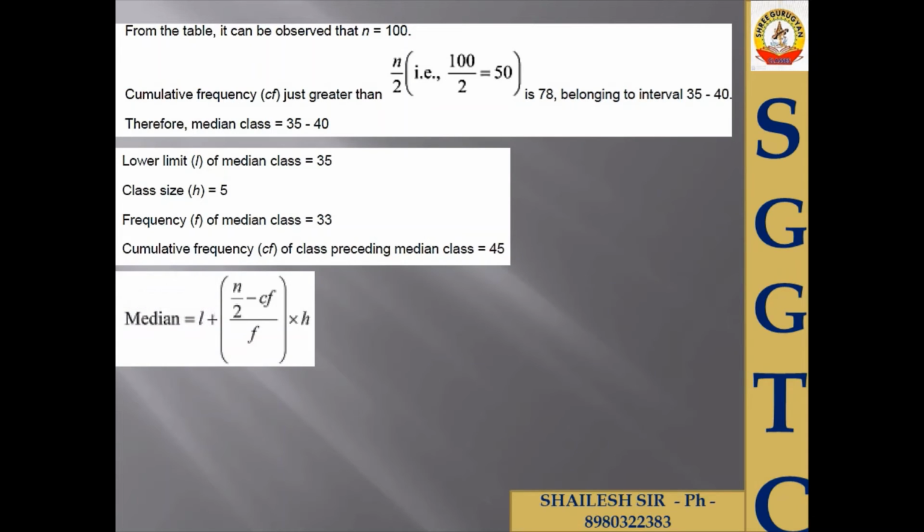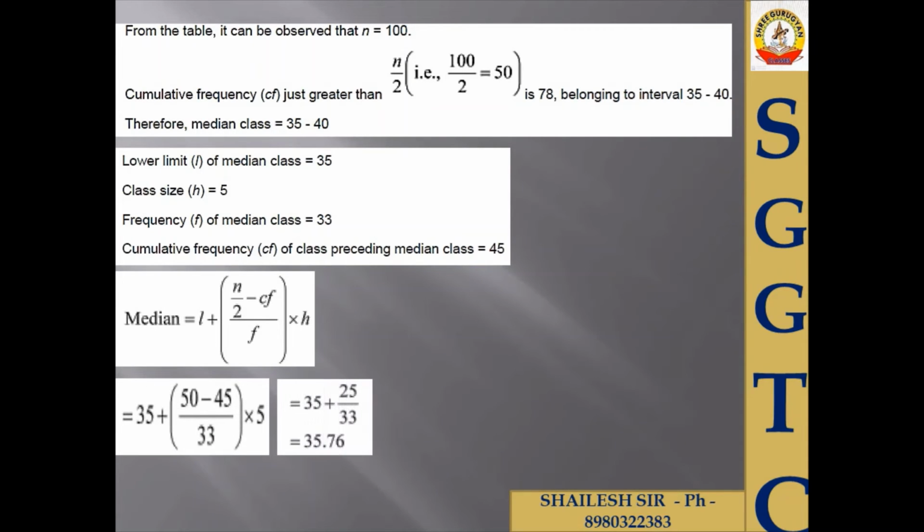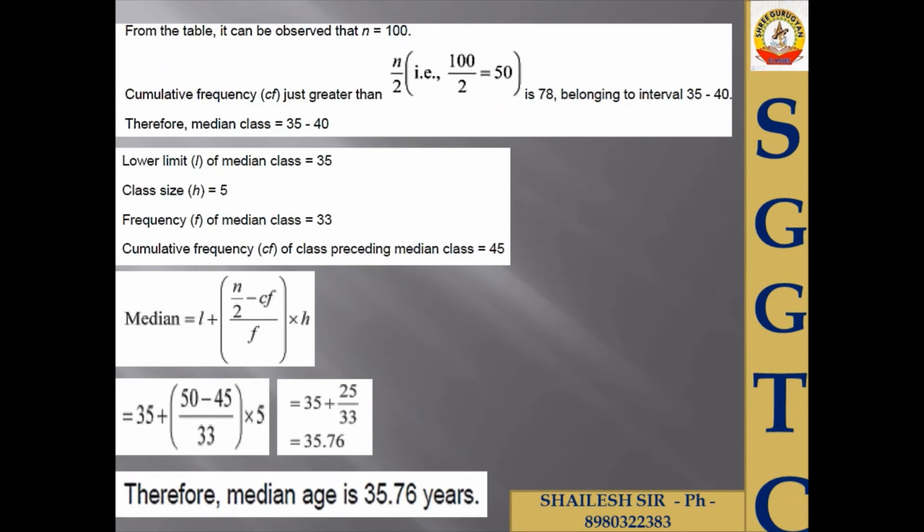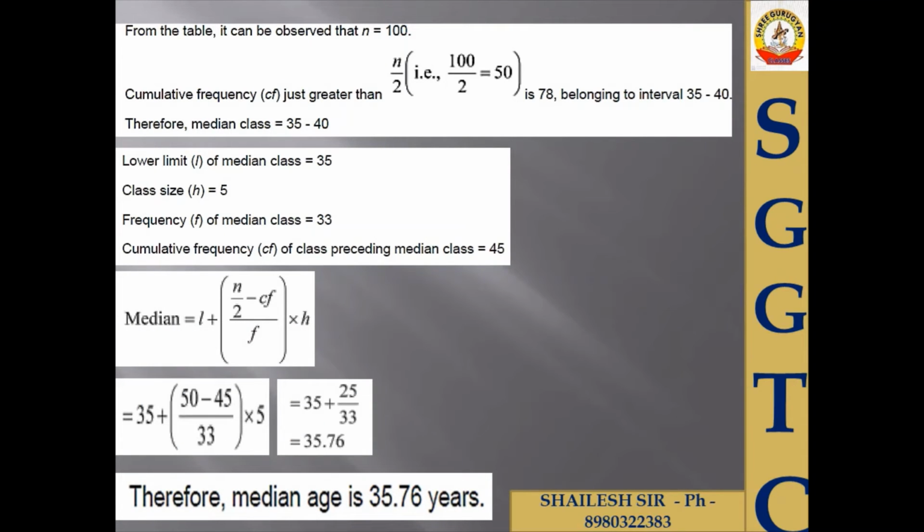So median is equal to L plus (n by 2 minus Cf) upon small f into h. Apply all the values and calculate further. You get the answer 35.76 as your median. So lastly I am showing, therefore the median age is 35.76 years. Yes students, 35.76, clearly over here.